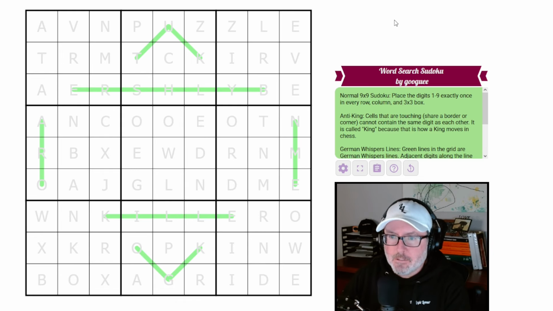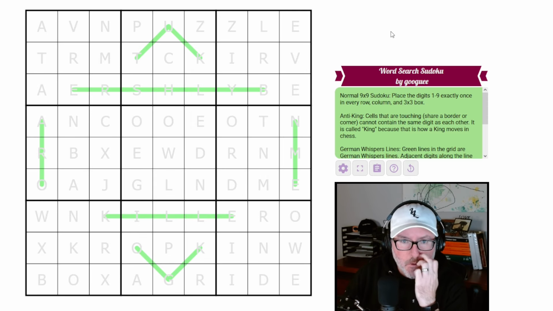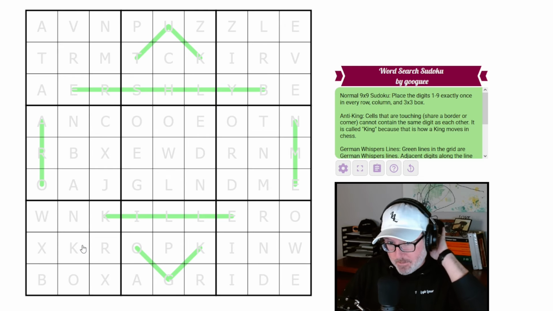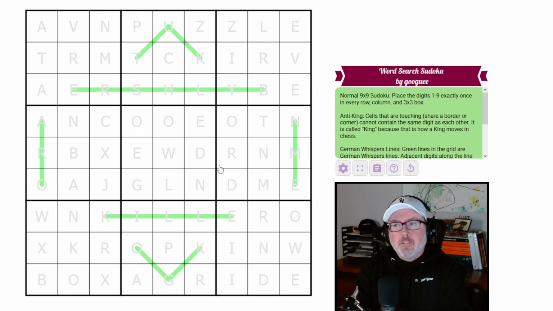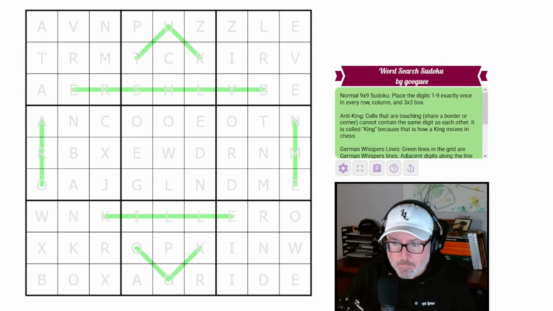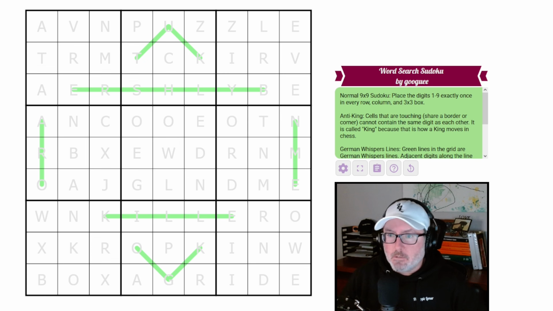We have a fun little puzzle in front of us. It's called Word Search Sudoku by googuee. As you can see, we have a word search here to go along with our Sudoku, and we're going to use that information to start to determine some numbers throughout this puzzle, but we'll get to that once we get into this thing. So let's take a look at these rules, see what's going on. I like myself a good word search, so I'm going to like this one.